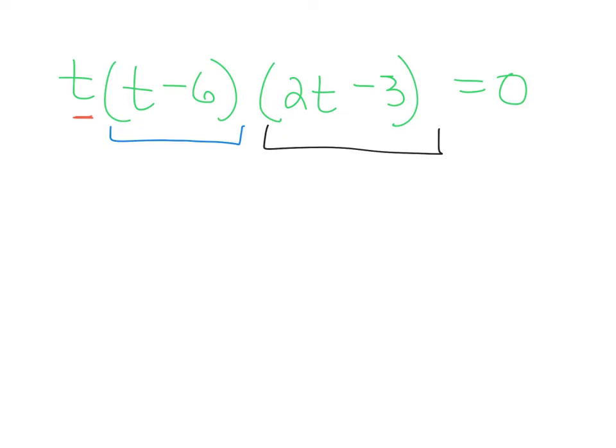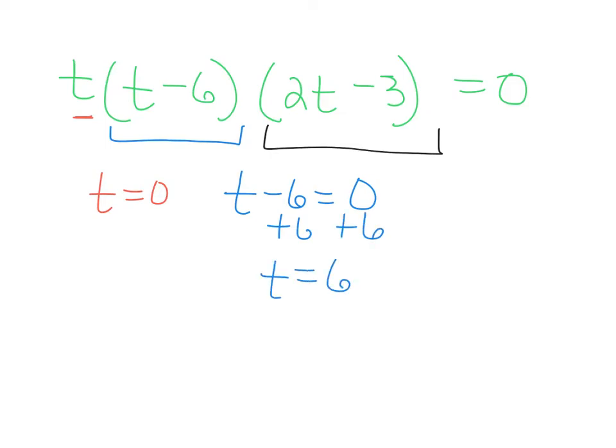So the first one I'm going to do is I'm going to deal with this little t out front. Well, I'm just going to let it equal 0. I don't have to solve anything. So think about it. If t were 0, then that would be 0 times, well, it would be 0 minus 6 is negative 6 times 2 times 0 minus 3 would be negative 3. 0 times something is 0. All right, the second parentheses, what would make this one 0? Well, if I add 6 to both sides, t is 6. So now I have 2 solutions.